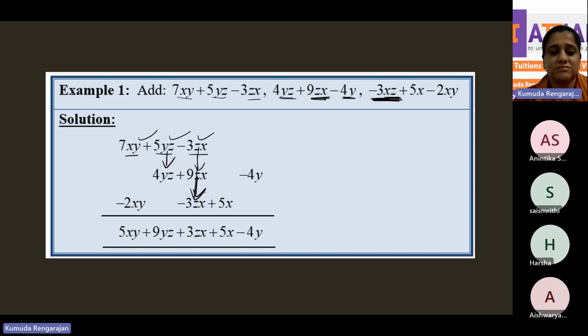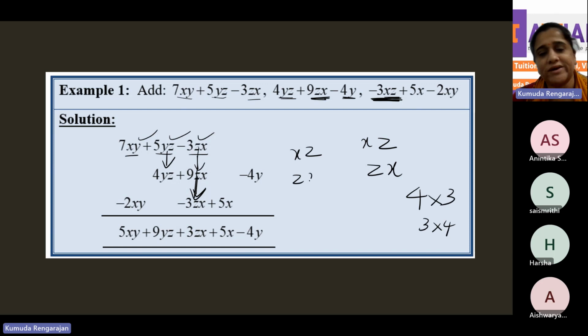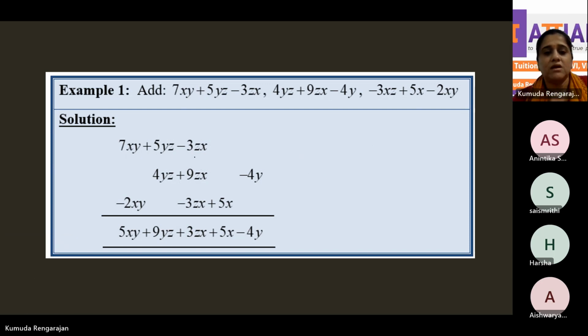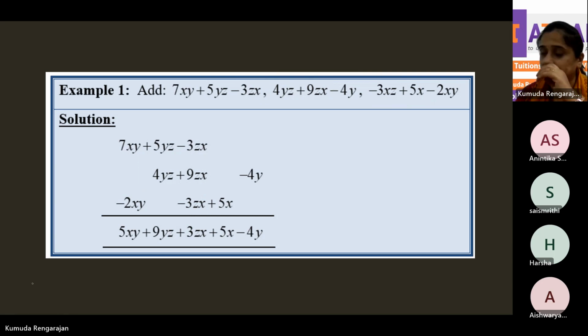See, all these are ZX, or both are the same. XZ can be written as ZX because multiplication is commutative, right? Because 4 into 3, 3 into 4, both are the same. So X into Z, Z into X, both are the same. So you can see this one and this one below the other here. I've written this XZ as ZX. So from the third expression, this one is here, and 5X is here, and minus 2XY below XY.